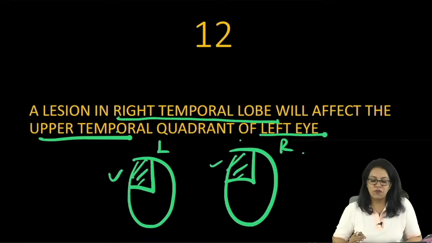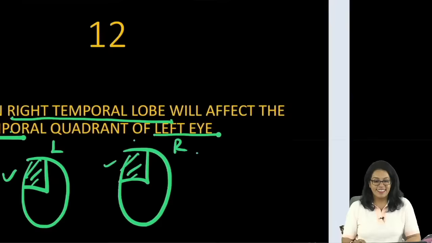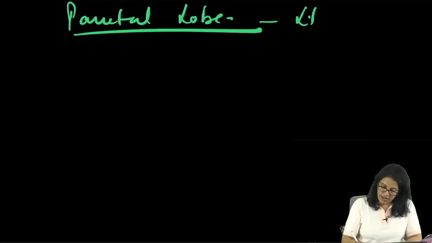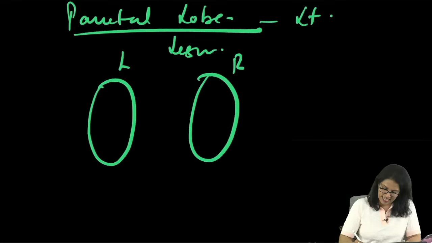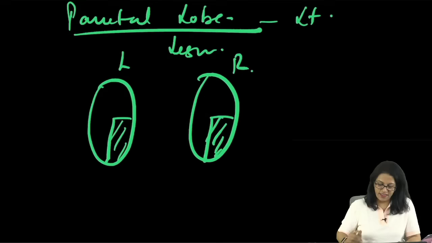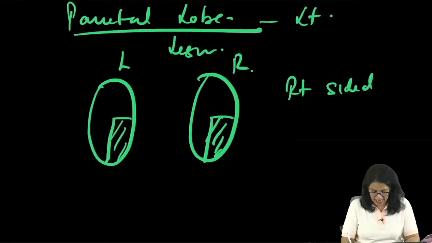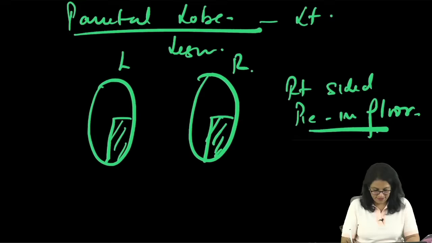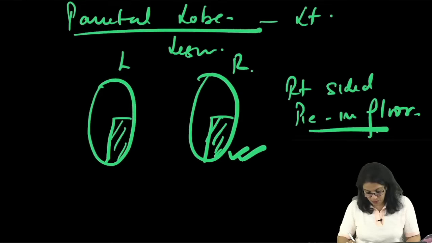Right. So, optic radiation lesions, and had it been a parietal lobe lesion? Everybody knows a parietal lobe lesion will lead to pie in the floor. Suppose I write left parietal lobe lesion, then what would be the field effect? This is the left side, this is the right side. It would be a right-sided pie in the floor. Which quadrant of the right eye is involved? It is lower temporal. Left eye, lower nasal. So, now I think you are clear with this.